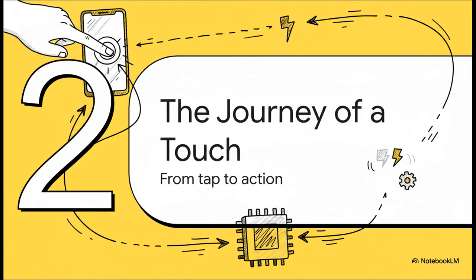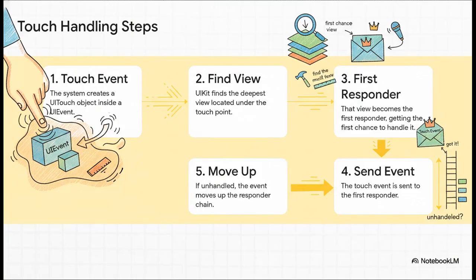Okay, so we've got the basic theory, but what does this actually look like in practice? Let's trace the journey of one single tap from the moment your finger hits the glass to the very instant your code starts running. So boom, you tap the screen. Instantly, the system wraps up that interaction into what's called a UI event. Then, UIKit performs something called a hit test. It's basically sending out a probe to find the absolute most specific, deepest view right under your fingertip. Whatever it finds, a button, an icon, you name it, becomes the first responder. It gets the very first chance to deal with that event.